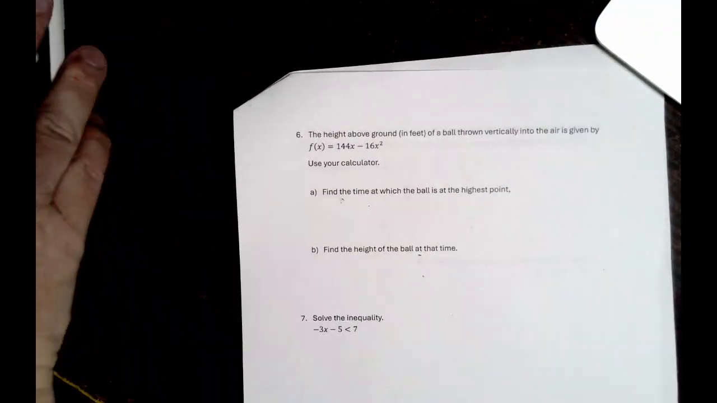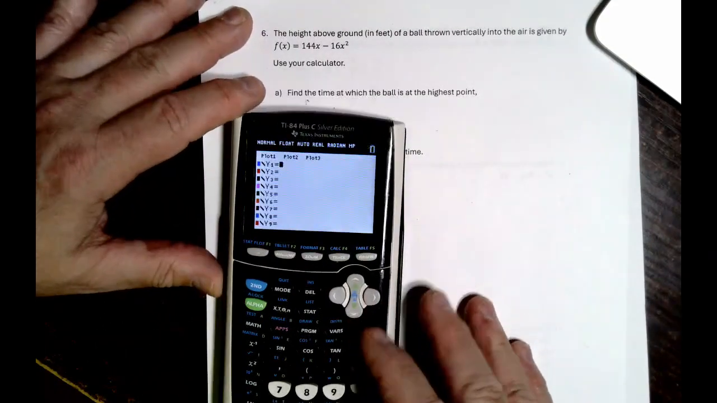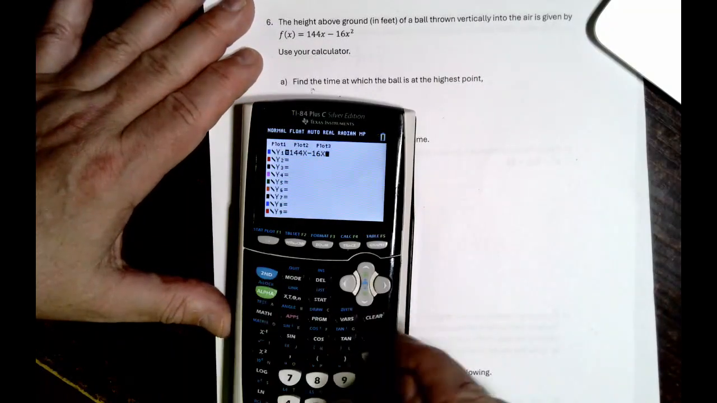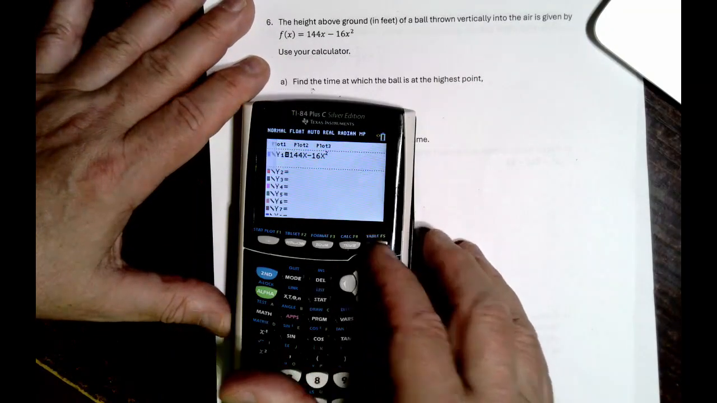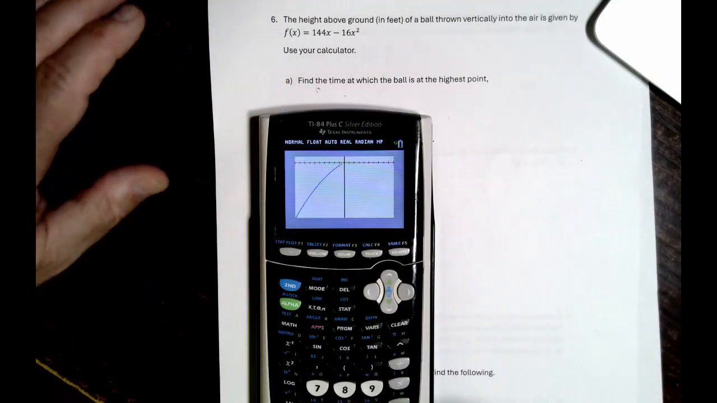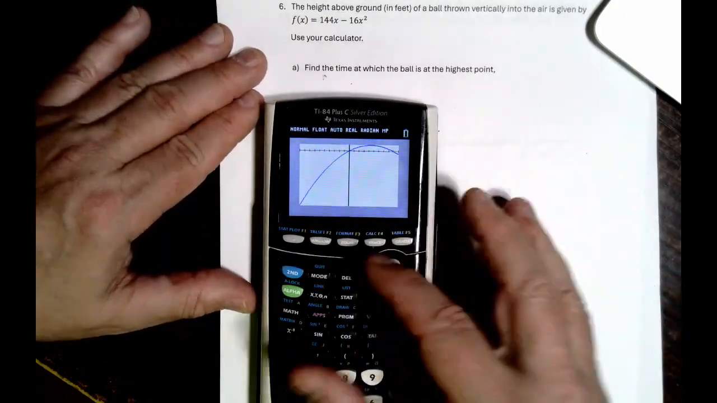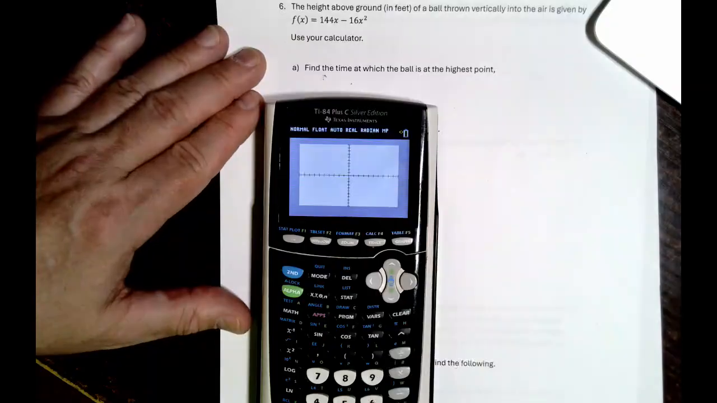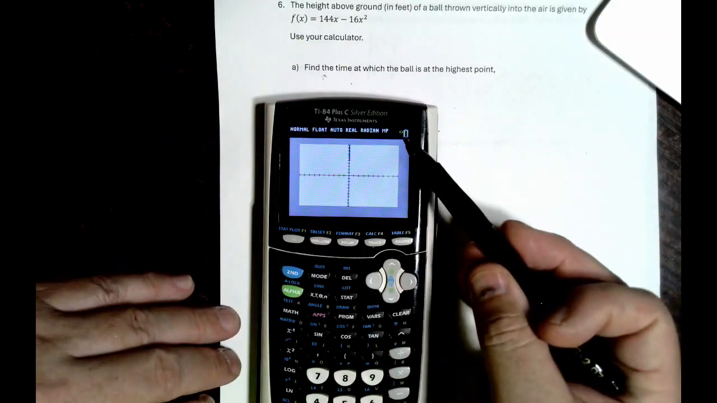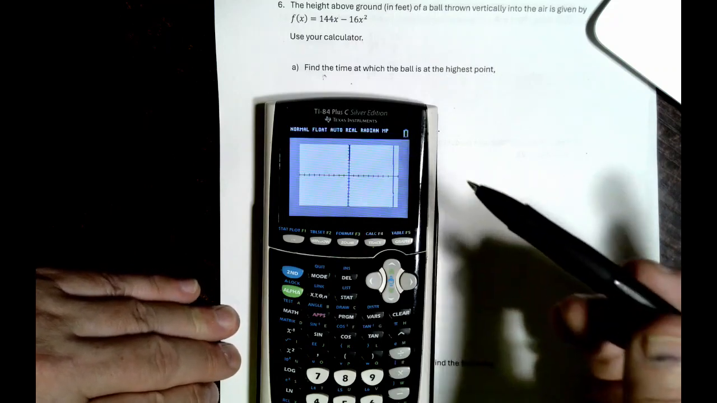Alright, the height above ground, you have to use your calculator for this one, so you type in 144x, subtract 16x squared, and hit graph. Now typically you won't have this graph that I have here, you would have more like a zoom 6 graph. Let's see what that looks like. You wait until this thing is done thinking. That spinning thing there tells you it's still thinking.